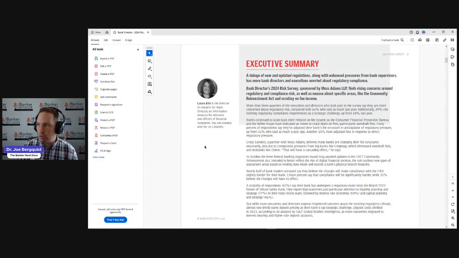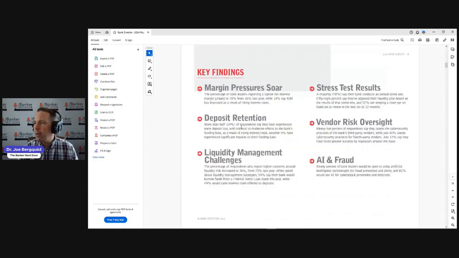A deluge of new and updated regulations, along with enhanced pressures from bank supervisors, has more bank directors and executives worried about regulatory compliance. Bank Director's 2024 Risk Survey, sponsored by Moss Adams, finds rising concerns around regulatory and compliance risk, as well as unease about specific areas like the Community Reinvestment Act, also known as the CRA, and scrutiny on fee income. So what are some of the key findings in this report?